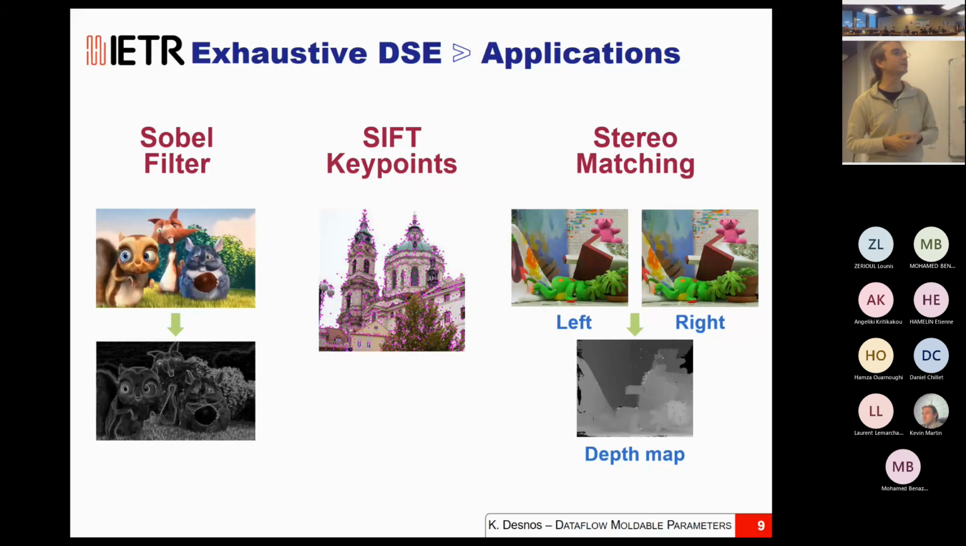And the stereo matching application, which is an image processing application once again, which constructs a 3D representation of a scene from two images of a stereo camera, so from two cameras separated by a small distance.